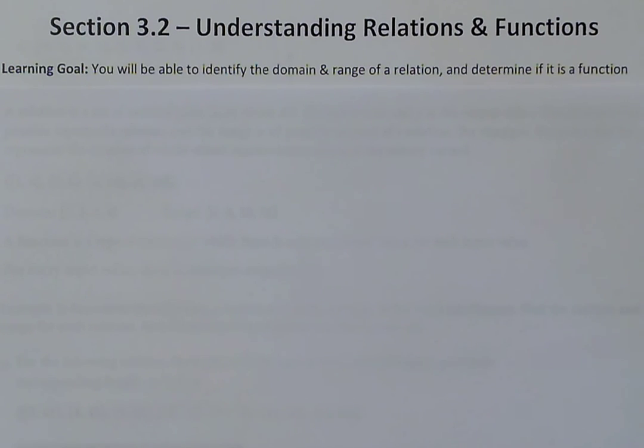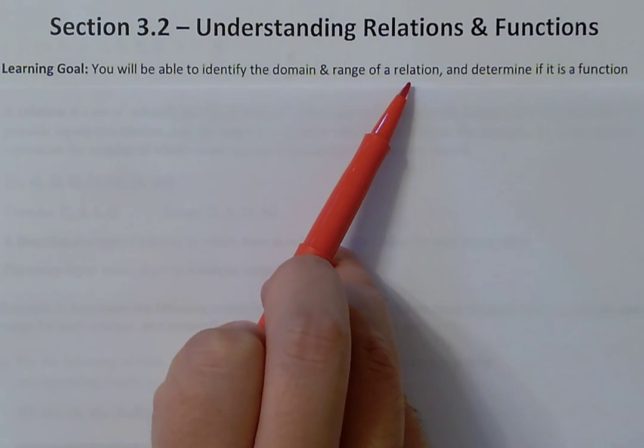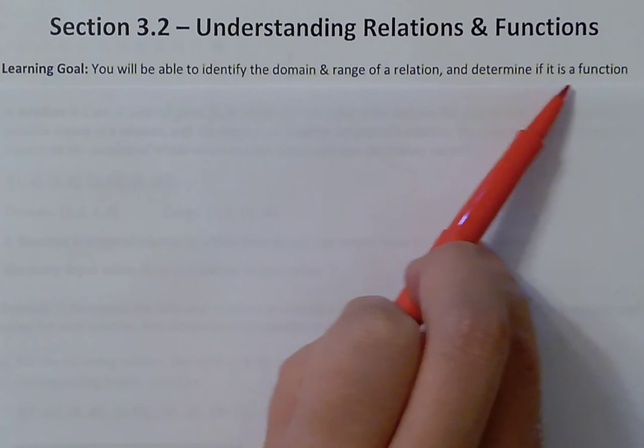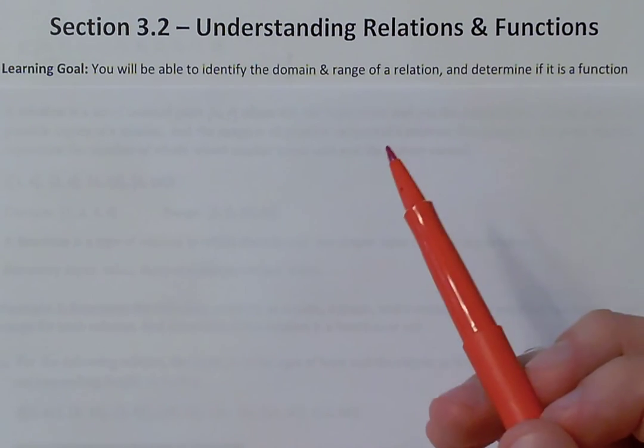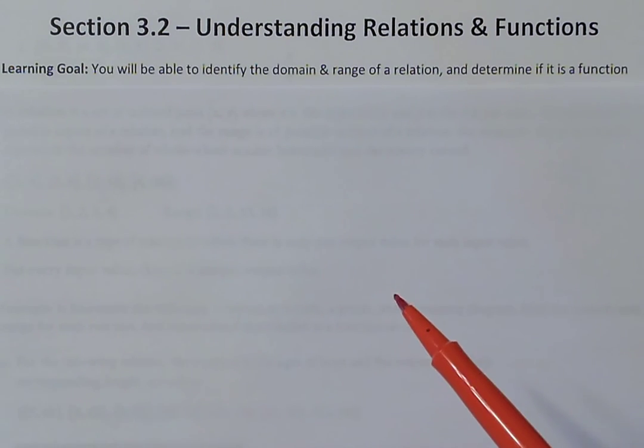For today's lesson, we're going to be taking a look at section 3.2, which is going to deal with understanding relations and functions. So for today, we only have one learning goal, and our learning goal is you will be able to identify the domain and range of a relation and determine if it is a function. So we're going to take a look at what a relation is, identify domain and range, and then state whether or not it is a function. So that is our goal for today, and hopefully by the end of the video you feel comfortable with that.